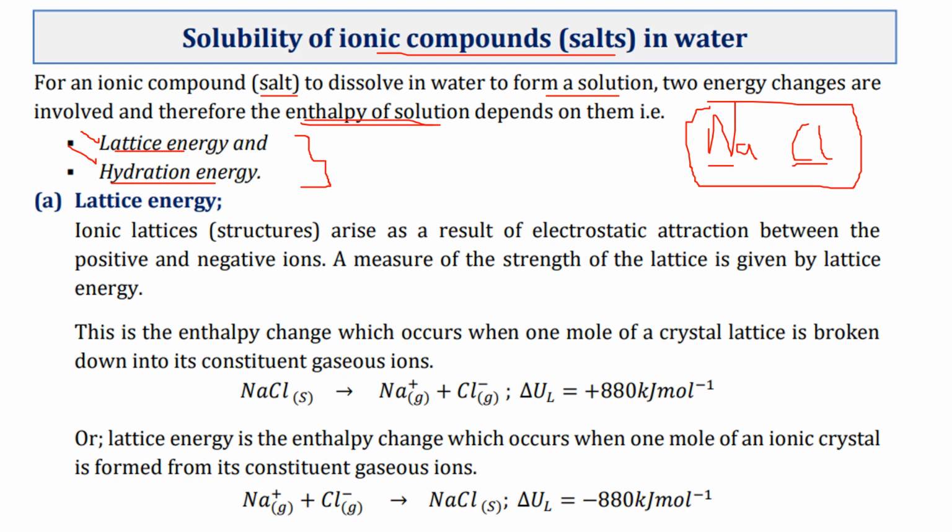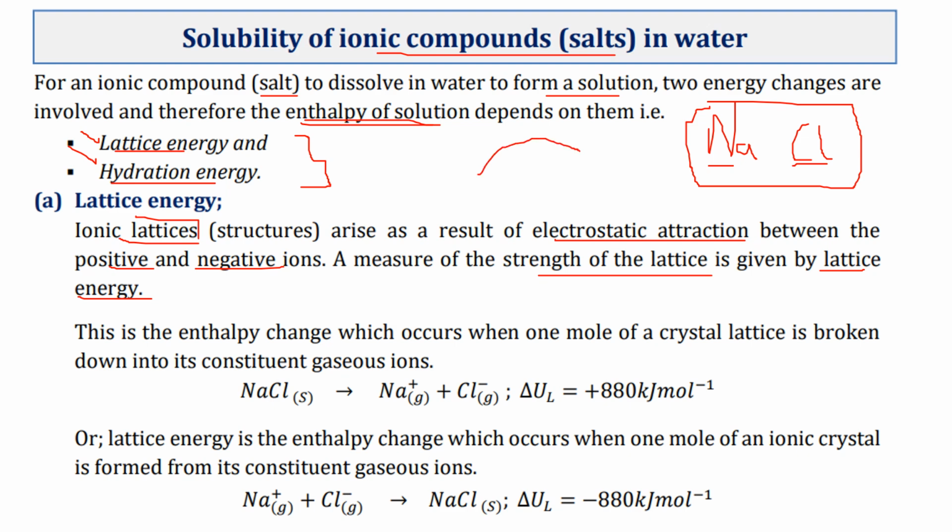So starting with lattice energy, ionic lattices are the same as structures. You can call a lattice a structure. So ionic lattices arise as a result of electrostatic forces of attraction between the positive and negative ions present in a specific compound. And then the measure of the strength of the lattice is given by the lattice energy. Remember in the previous video we defined what we call lattice energy. So here we are going to be looking at lattice energy, and I say that lattice energy works both ways.